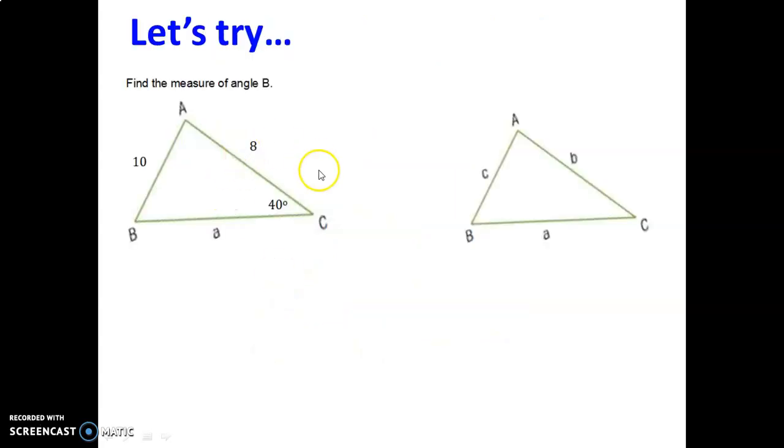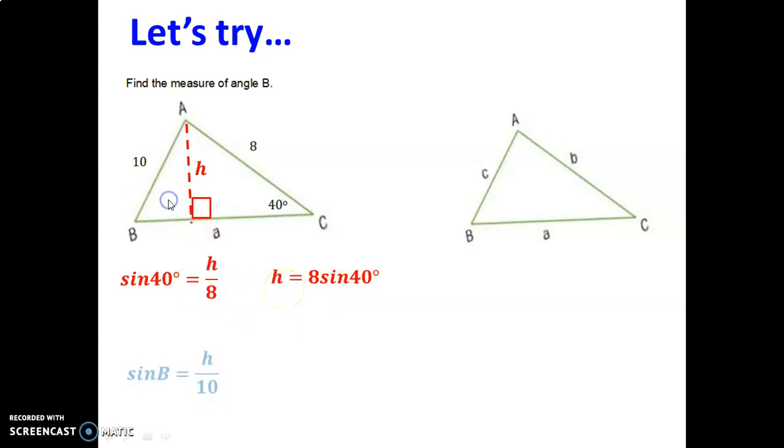So let's do the derivation here. So here's this triangle. We're going to draw the height line, call it h. We're going to do sine of 40, so we're looking at this triangle, opposite over hypotenuse, and we'll also change that to h equals this, so multiply by 8. Now let's look at the other little triangle and do sine of angle B, which we don't know, but we can write that equals h over 10. Okay, and now that we have that, and we're looking for angle B, we also know h is this from the other equation we set up.